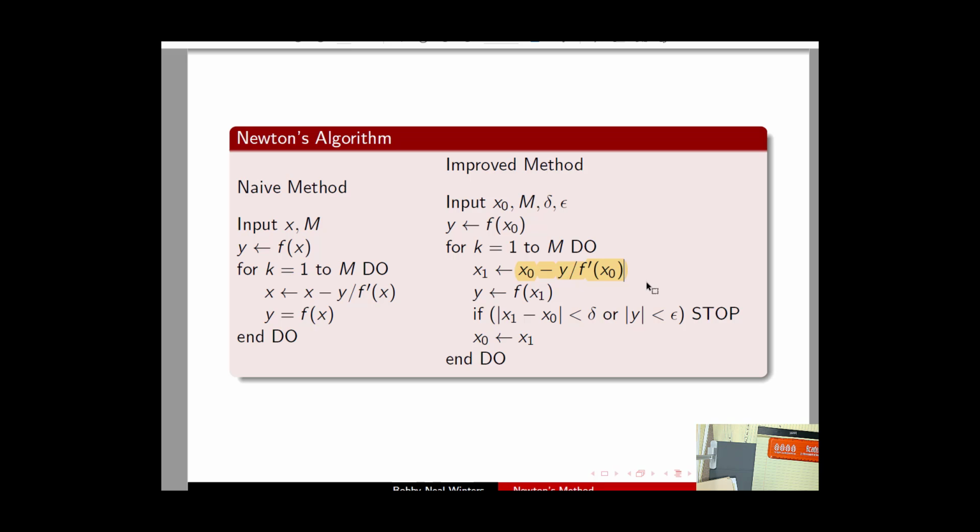After we do that approximation, we do a test, and if the new approximation is within delta of the old approximation, we stop. Or if our y value, which is f of our approximation, gets too small, we stop. So when we get close enough, we don't just keep grinding away and wasting time. We stop and go on to the other things we need to do.